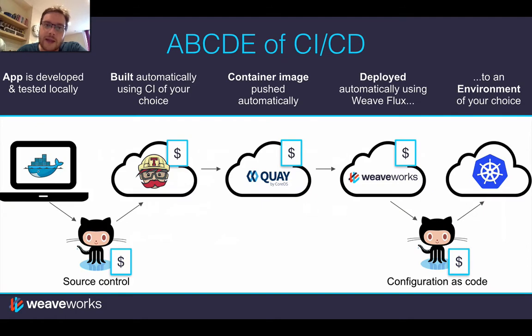But I like to call it the ABCDE of CI/CD. ABCDE refers to the app being developed and tested locally, then built using continuous integration of my choice, then pushed automatically to my container registry, deployed automatically using Weave Flux to an environment of my choice, in this case Kubernetes. So we're using GitHub as a source of truth, both for the source code itself and also the configuration of the application in production. And this is consistent with best practice.